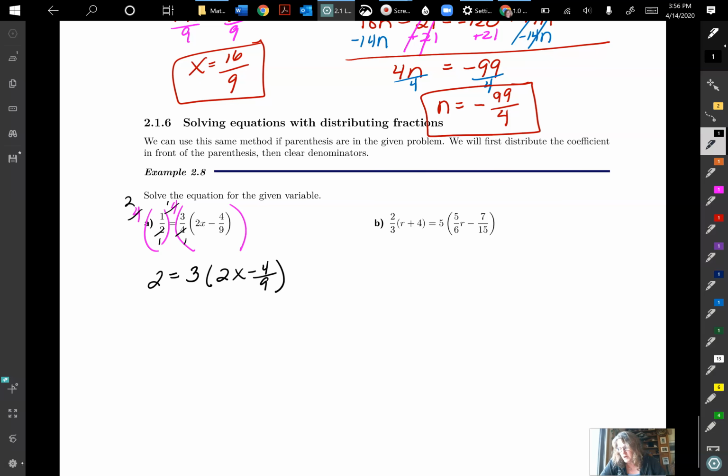But sometimes it's better just to distribute and then clear, especially if you tend to double dip and do it past the parentheses when you shouldn't. And if that's confusing to you, it's just easier to distribute first. So this one, I'm just going to now finish it out. I would have 2 equals 6x. And then the 3 times the negative 4/9. So now I'm distributing because I haven't used this 3 yet. Minus 12 over 9. And then I'm going to add the 12/9 to both sides.